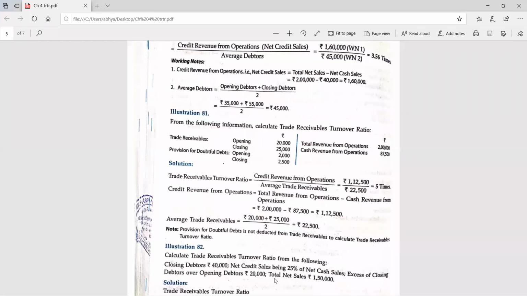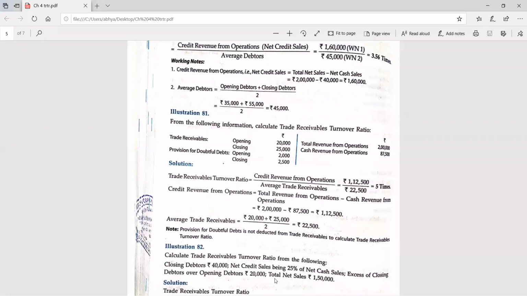So by taking X, or by making a mathematical equation, you can solve this question. Emphasize on this line: net credit sales being 25% of net cash sales. Excess of closing debtors over opening debtors is 20,000. Total net sales are given as 1,50,000. I am giving you just 2-3 minutes. Take your time and start doing this.